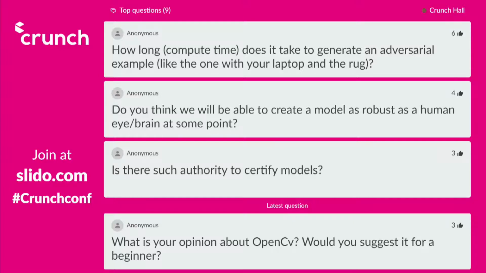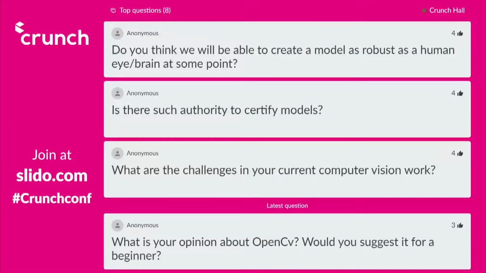I think we have time for a couple more. How long does compute time take to generate an adversarial example, like the one with your laptop and the rug? Oh, it depends on the GPU. On a K80, it took 400 milliseconds. So it's fairly fast to do. And in fact, you can also try it on the CPU. It's not exactly efficient to do it on a CPU, of course, but it's definitely under a second. It's half a second for each example. So if you consider it in a testing scenario, you can perfectly do it. It's something that is fast enough to apply.